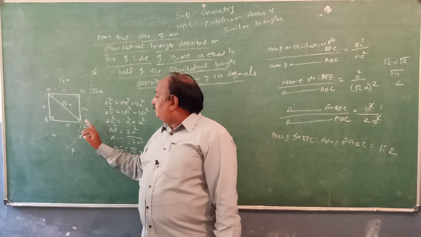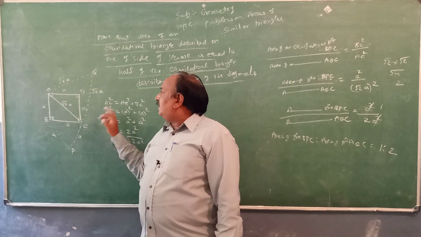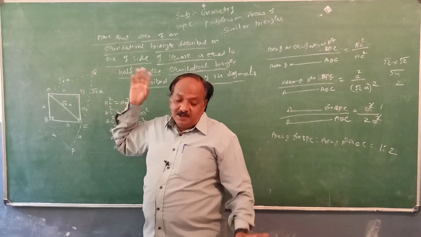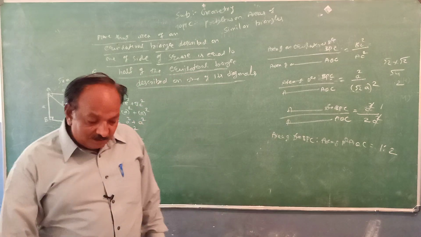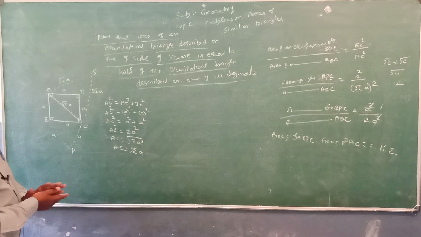If it is 40, this is 20. Or the area of triangle BPC is 30. What is the area of triangle AQC? This is 30, that will become 60. This problem is very important. I want to explain it once again, my dear students.